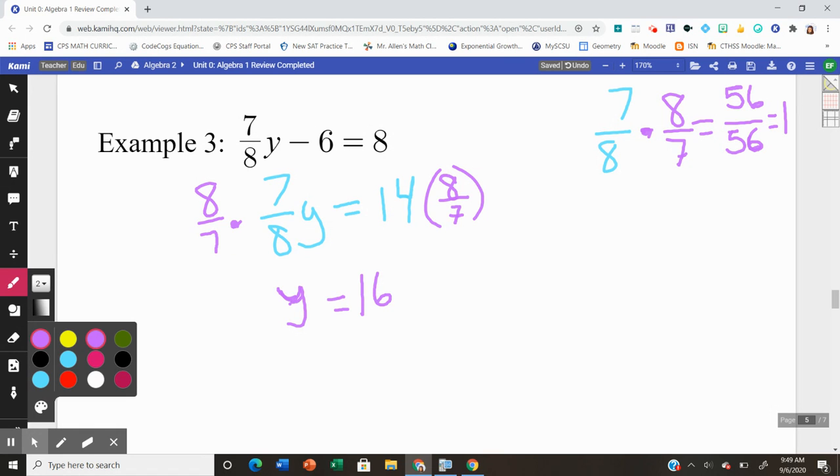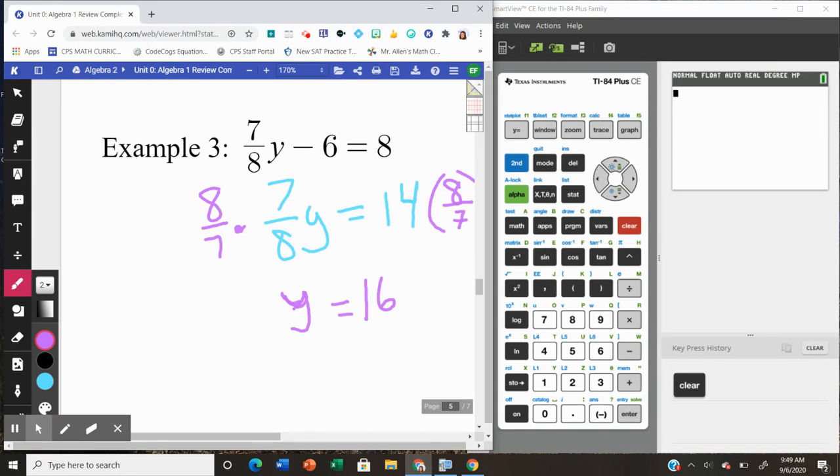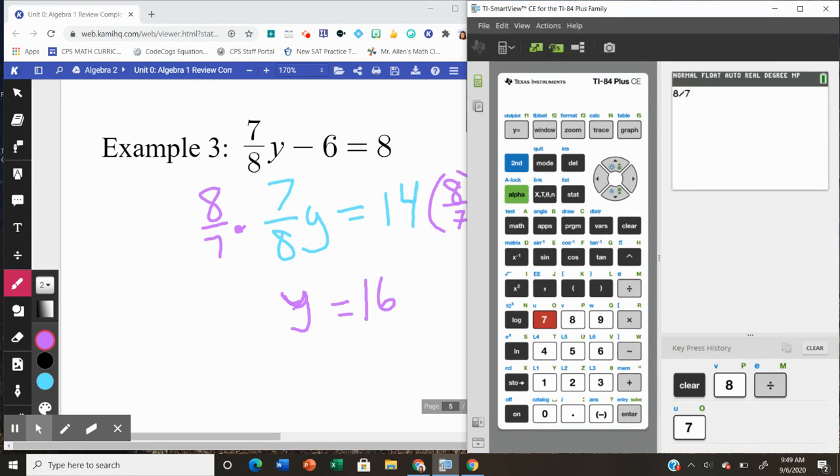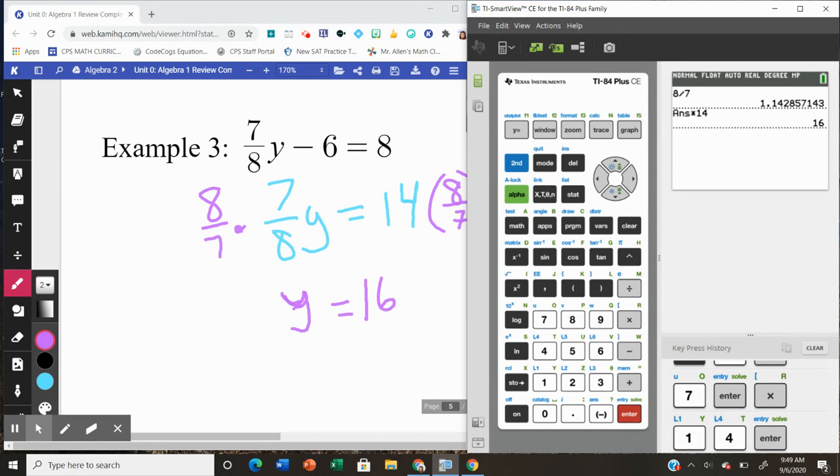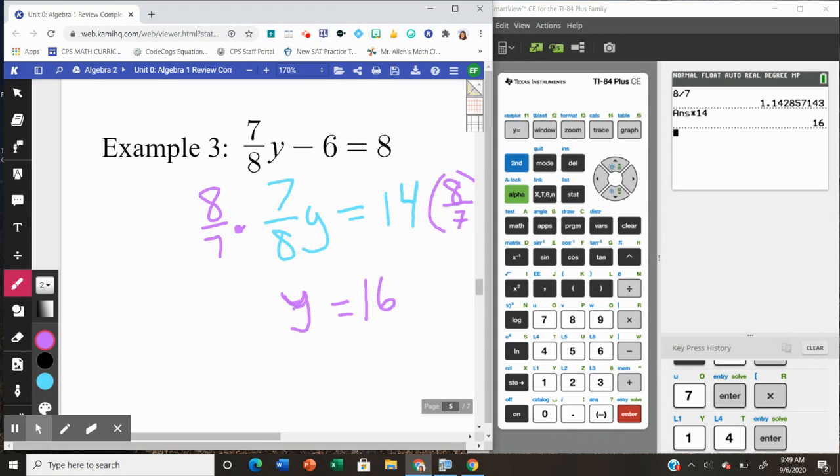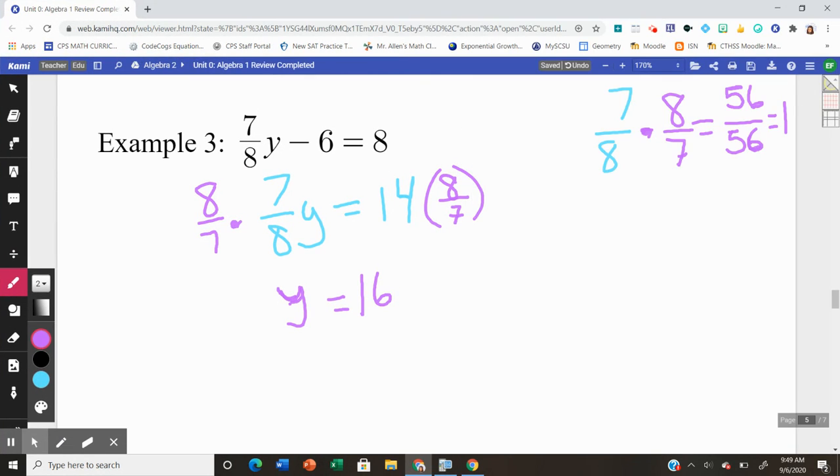Again, if you're not comfortable with that, please feel free to use a calculator. So if we do here, it's 8/7, and we can multiply that by 14, and we get our answer as 16. All right, so use a calculator whenever you feel like you need to. And again, you can always check your answers to make sure that you did it correctly.